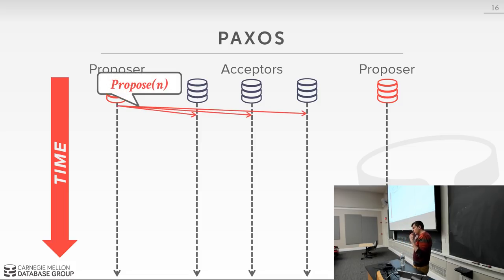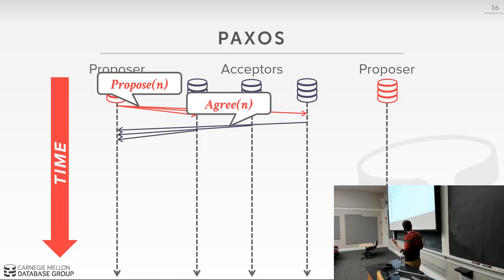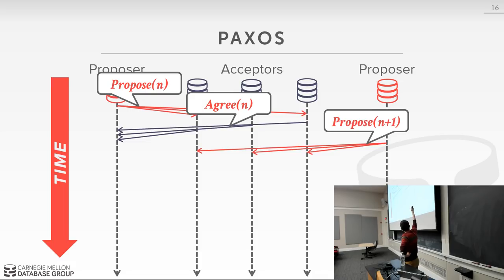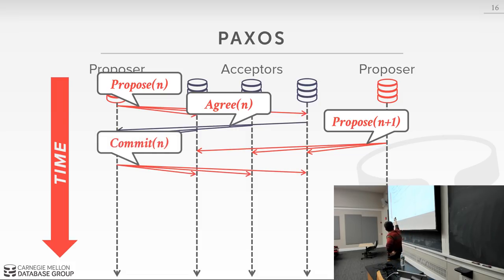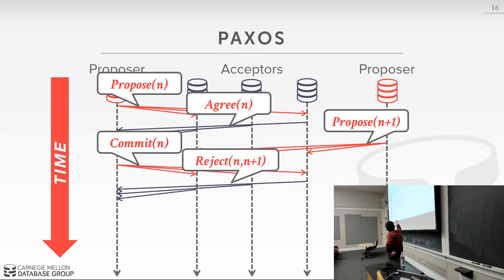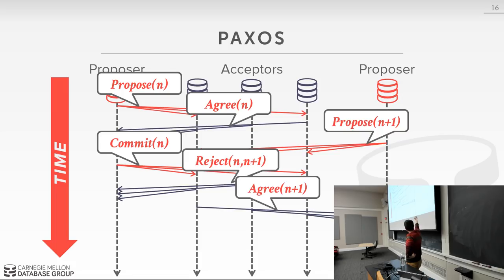So say we want to propose a commit transaction at time n. The acceptors say, yeah, that's OK, we're OK with agreeing to commit it at time n. But now if another node comes along and says, hey, I want to commit a transaction at n plus 1, then when the first guy says, all right, everyone agreed to commit this, let me go ahead and commit this now, they're going to come back and reject us and say, we can't commit n because we've seen n plus 1. We've seen a higher proposal for what to commit. And therefore, they agree to commit the other guy's proposal, and he can go ahead and commit.